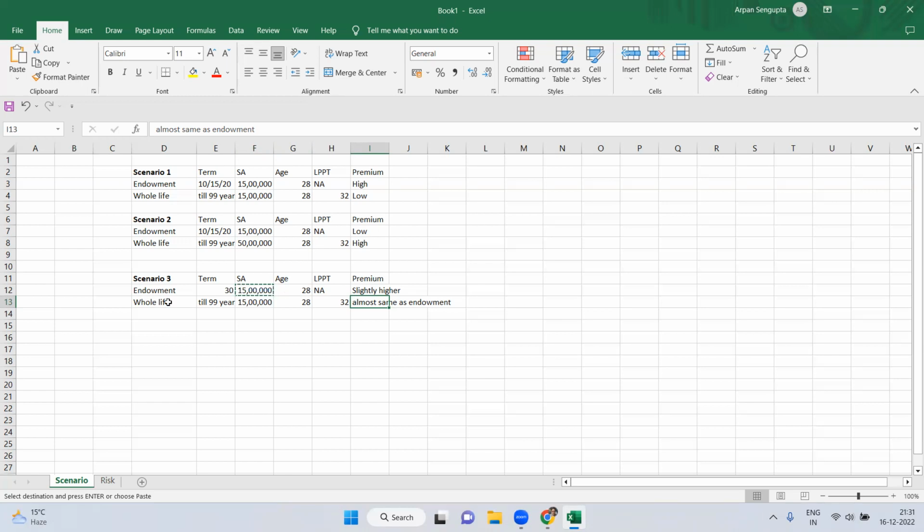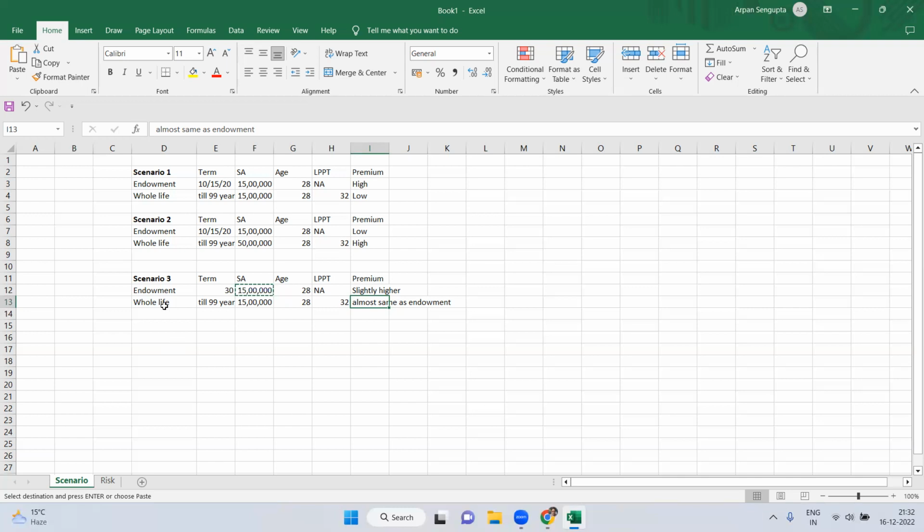The final scenario, number three: suppose an endowment has a term of 30 years. Rare, but let's consider it. And whole life, obviously, we know it is for 99 years. It covers that age. And the sum assured is 15 lakh. Once again, age is 28. LPPT is not applicable for endowment, so obviously for whole life the LPPT is 32. I'm considering 60 as the retirement age. So even in this case, the premium would be slightly higher. Why? Because endowment has slightly higher investment risk.